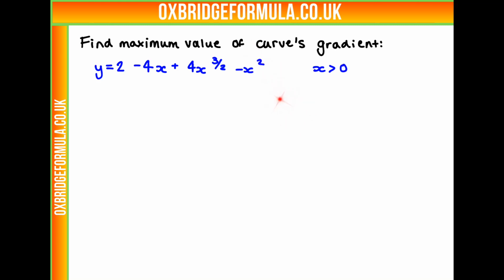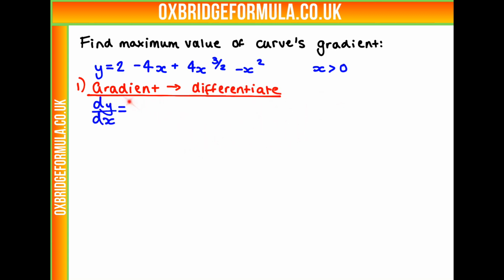Well, we're going to need to find the gradient of the curve. That's our first point of call. How can we find an expression for the gradient using the equation we have here? Well, we're going to need to differentiate it. That'll give us our gradient equation. So take a minute and see if you can work out what a differentiated version of this is going to be. So here's our answer.